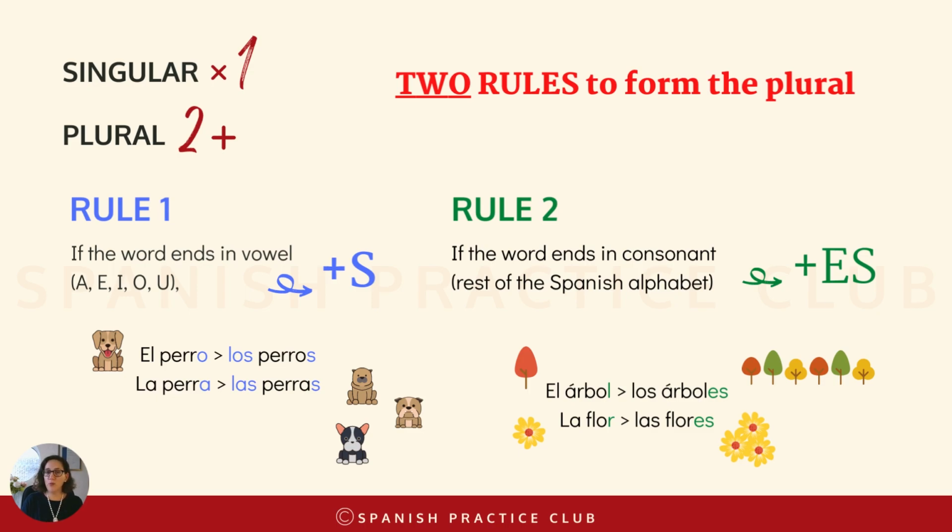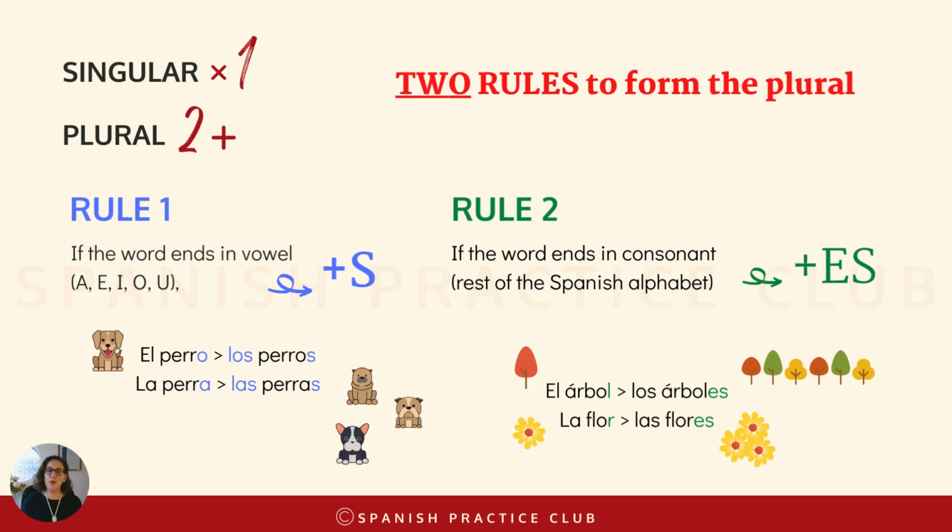So rule number 1 to form the plural in Spanish is that if the word ends in a vowel, so if it ends in A, E, I, O, or U, all we need to do to form the plural in Spanish is add an S. So for example, on the left-hand side of the slide, we have the word el perro, which means the dog. If we wanted to form the plural of that word, all we need to do is add an S and say perros.